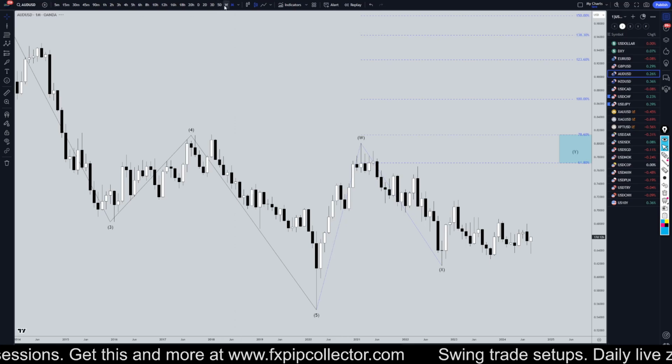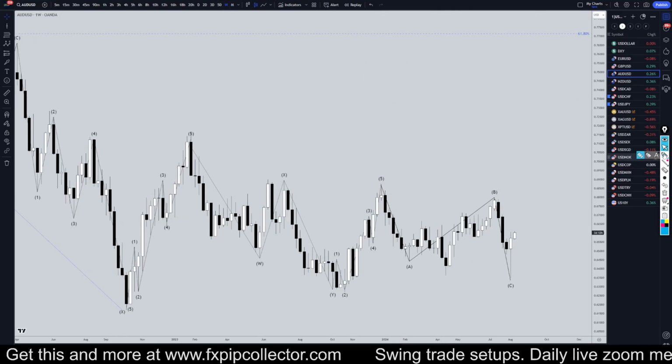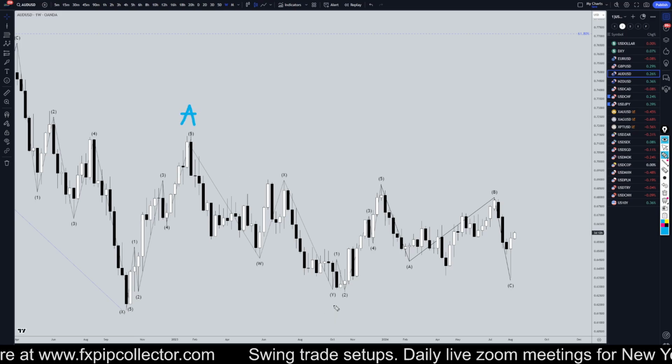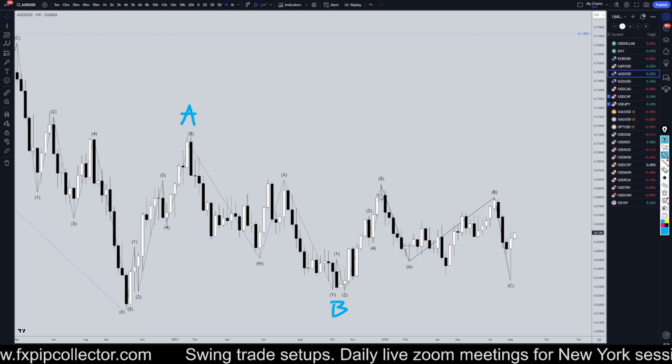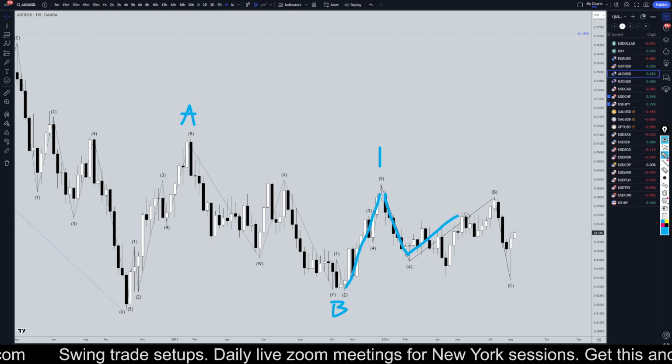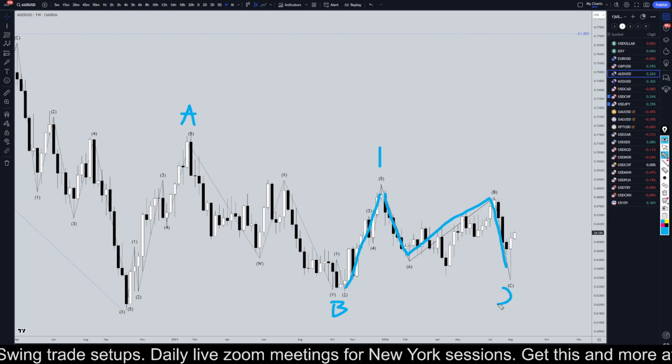So let's take it down to the weekly time frame. On the weekly time frame, first of all, I think this is the A over here. I think this is a big WXY, which is a wave B. That would make this right here a 1 of wave C. I think this is a big ABC correction for the 2 of wave C.